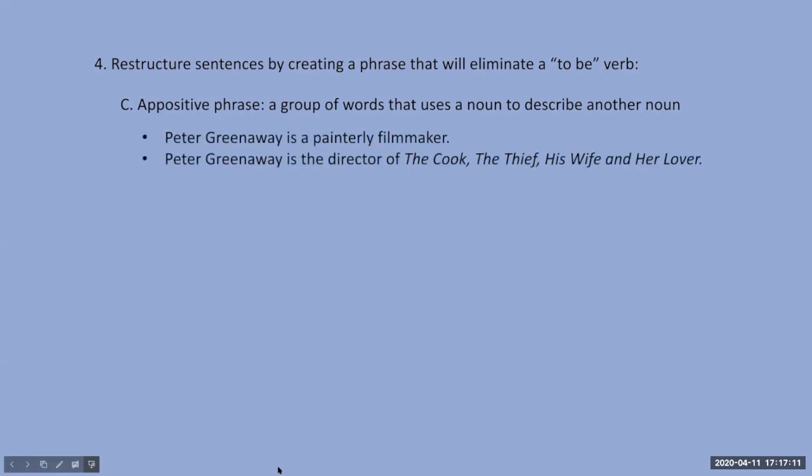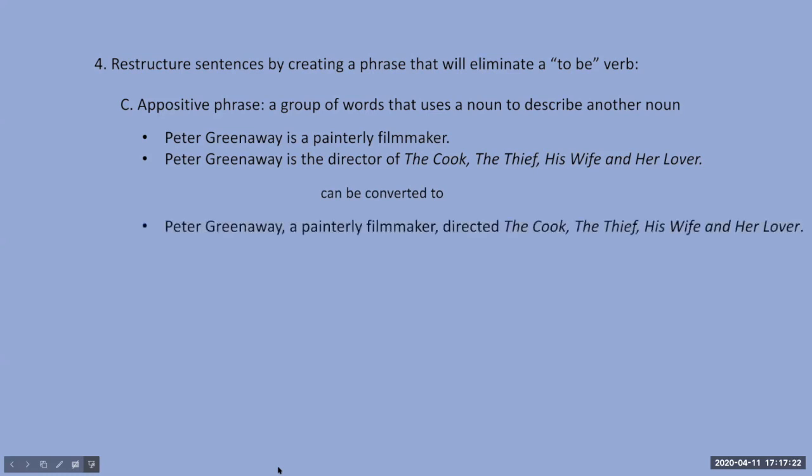4. Restructure sentences by creating a phrase that will eliminate a to be verb. Part C. An appositive phrase, a group of words that uses a noun to describe another noun. Peter Greenaway is a painterly filmmaker. Peter Greenaway is the director of The Cook, the Thief, His Wife, and Her Lover. Can be converted to: Peter Greenaway, a painterly filmmaker, directed The Cook, the Thief, His Wife, and Her Lover. Painterly is an adjective that modifies filmmaker. Filmmaker is a noun, but that noun in this case is acting like an adjective to describe Peter Greenaway, the subject.